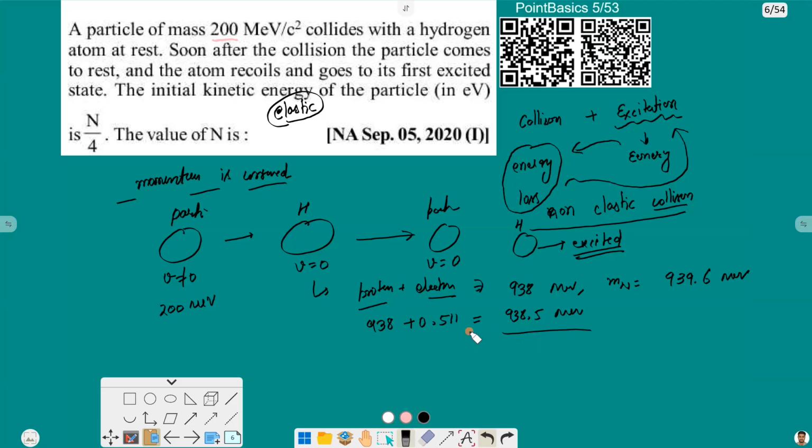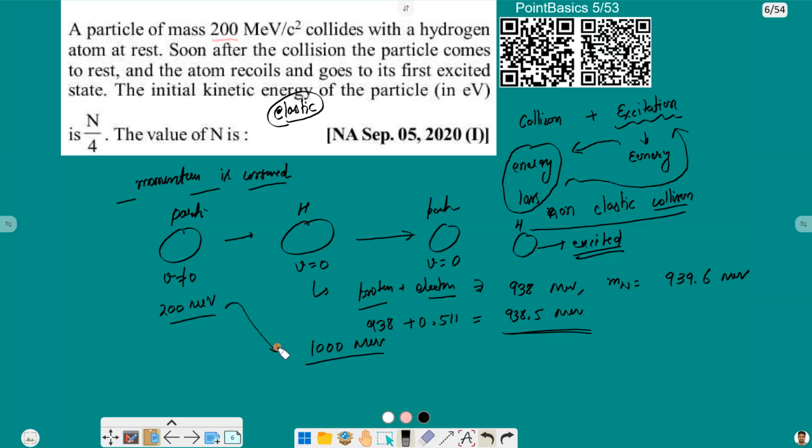Now what I will do here is use an approximation. Why? Because if I take these values of masses, then it will become very difficult for me to do the exact calculation. So I will assume that the mass of the hydrogen atom is 1000 MeV, so that they are in some proportion. So if the mass of the particle is m, then the mass of the hydrogen atom is basically 5m. This is the approximation I'm taking, and I'm going ahead with it.